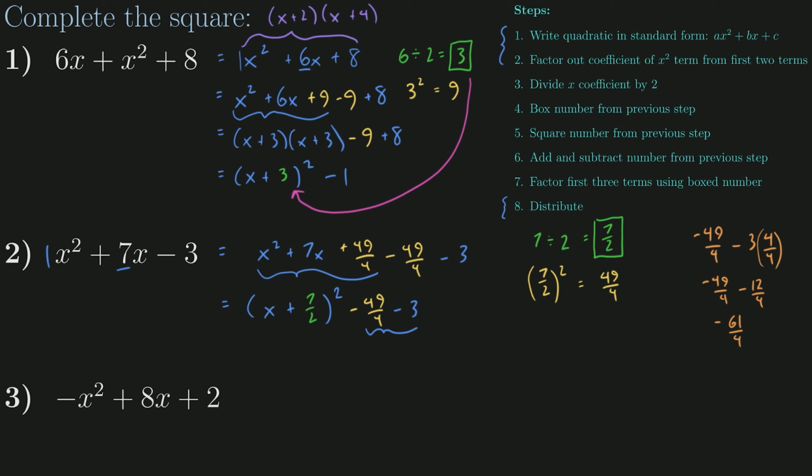So let's write our final answer. x plus 7 over 2 squared minus 61 over 4. Step 8, distribute. There's nothing to distribute in this problem. This is our final answer. The numbers are a little more ugly in this example, but the steps are the same.